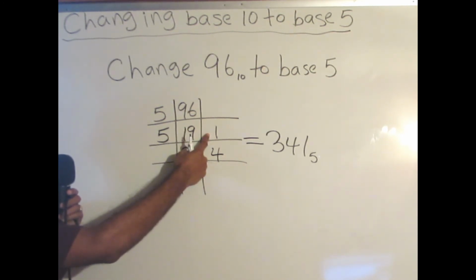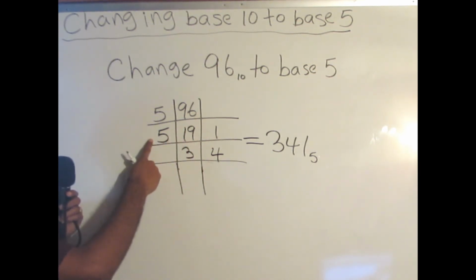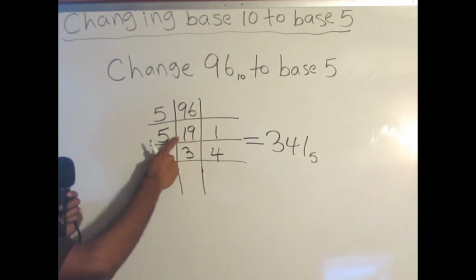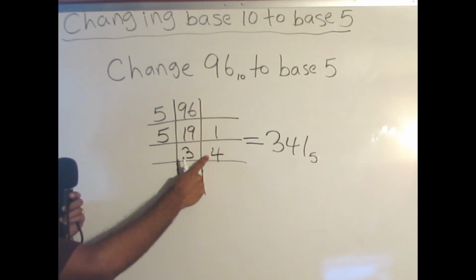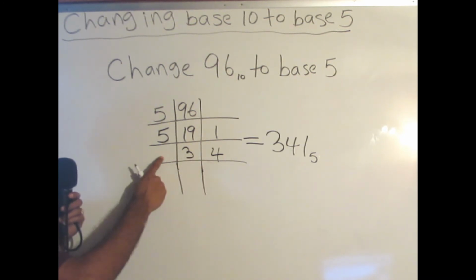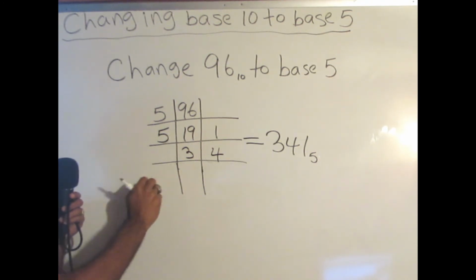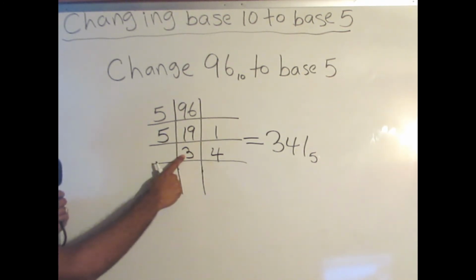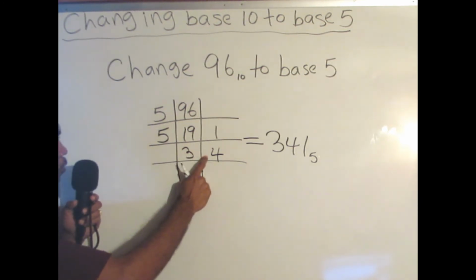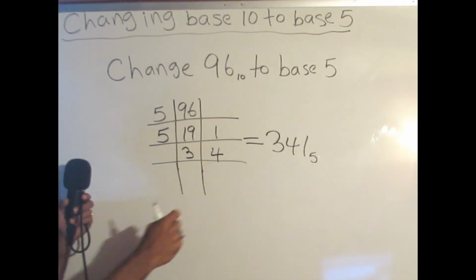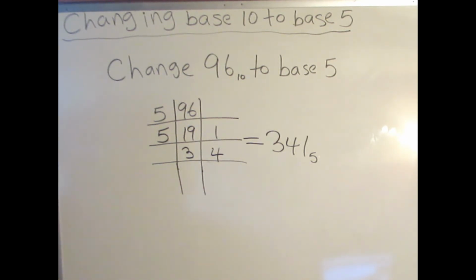We place our remainder here because it's very important. That's how we'll get our answer. We continue the second step since we can still divide. 5 can go into 19 3 times, which will give you 15 plus 4 remainder, which will complete the 19. 5 cannot go into 3, so we stop there. And we get our answer. Our answer starts from this last number here. So it's 3, 4, 1, base 5. So this is how we change a number from base 10 to base 5.